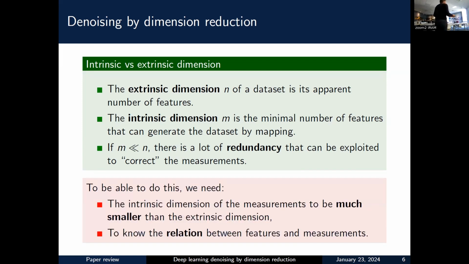But to be able to do this, we have two points that we have to satisfy. The first one is that the intrinsic dimension of the measurement has to be really lower than the extrinsic one, and this is not mandatory. And the second one is that we have to know the relations between the original signal and this compressed signal.